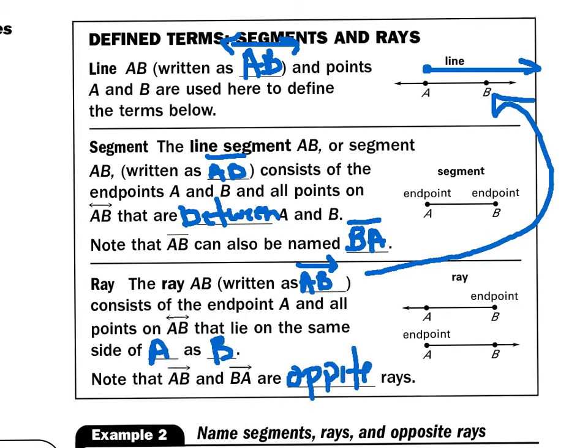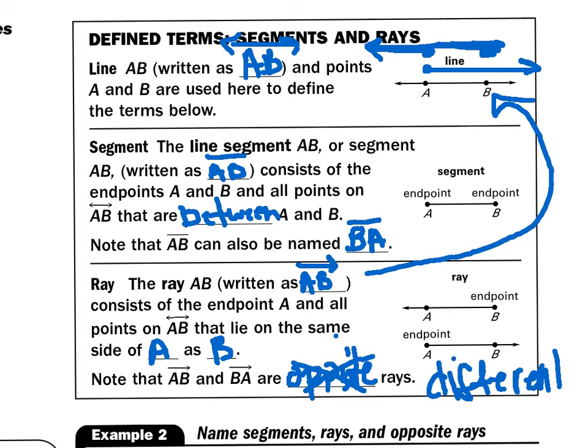Note that ray AB and ray BA are opposite rays. We'll come back up here to this picture. No, they're not opposite rays, because they don't start that way, do they? Look here. It's B to A. Those are different rays, because they overlap each other and they go in different directions.